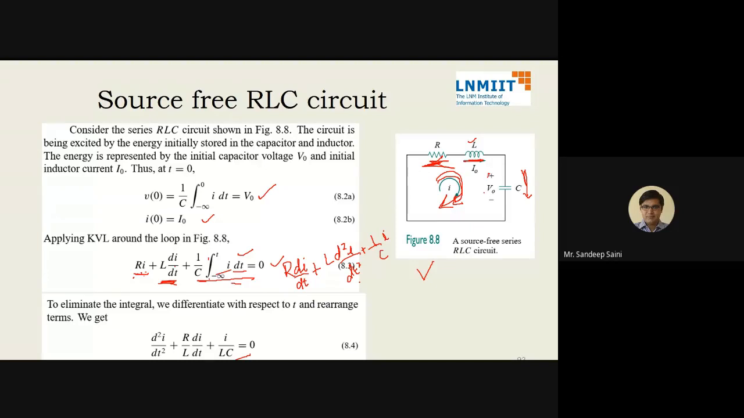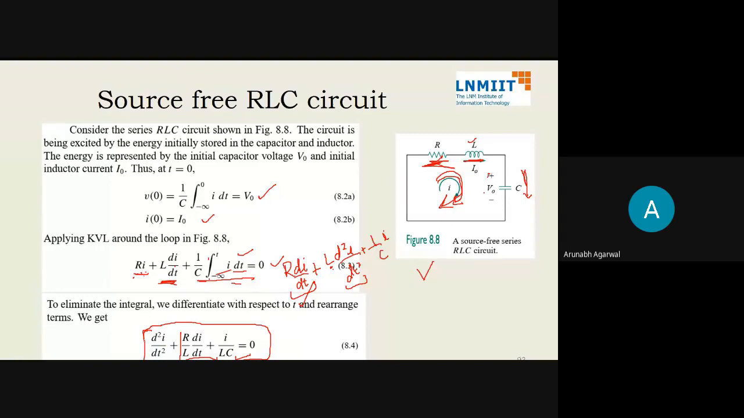Now whenever you have a second order or any order differential equation, you should keep the coefficient of highest order as 1. My highest order is d square I by dt square, so I will divide everything by L. So it becomes R by L di by dt, plus I by LC, plus d square I by dt square. This is the second order differential equation that I got. Is this okay? Yes, sir.